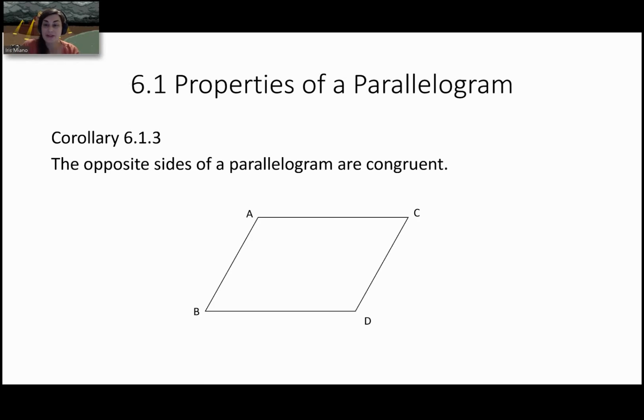Okay. Moving on, the opposite sides of a parallelogram are congruent. So again, here's your generic parallelogram. You could name it CDBA if you wanted, parallelogram CDBA. And how do we show that opposite sides of the parallelogram are congruent? We'll go ahead and put one tick mark, for example, on line segments AB and its opposite line segment CD.